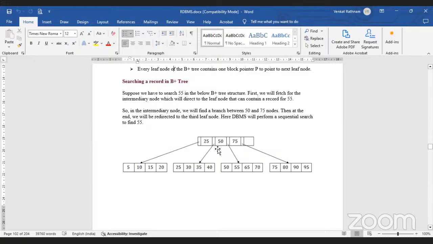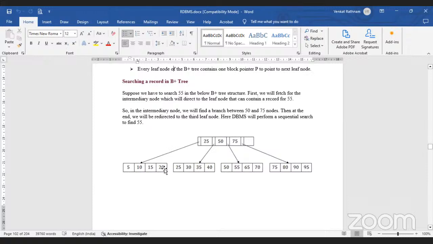Suppose you want to store the value 5 in the B plus tree. First it will compare with 25. If it is less than 25, it will store it on the left side. On the left side, 5. Again 10. Again it will compare with the 25 value. 10 is also less than 25, so it will store the 10. Again 15. 15 will compare with 25. 15 is less than 25, then it will store it on the left side of the 25.